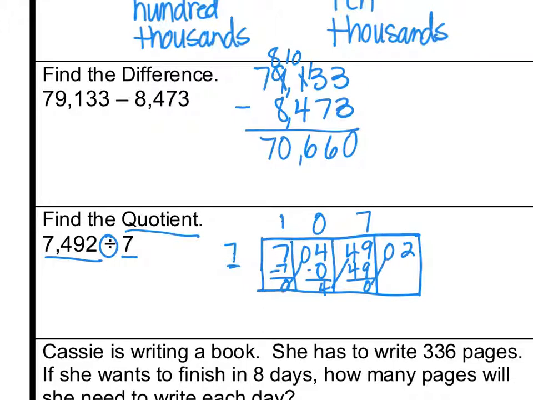Difference of 0. And 7 into 2 won't go. We can't make a group. 0 times 7 is 0. And this last difference here becomes our remainder. So final answer on this one is 1,070 with a remainder of 2.